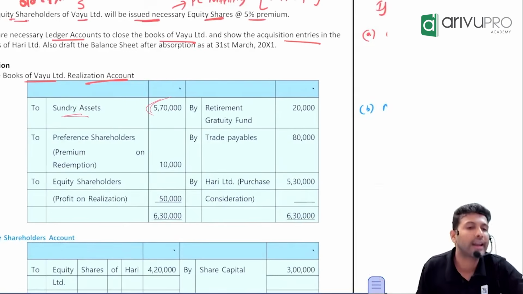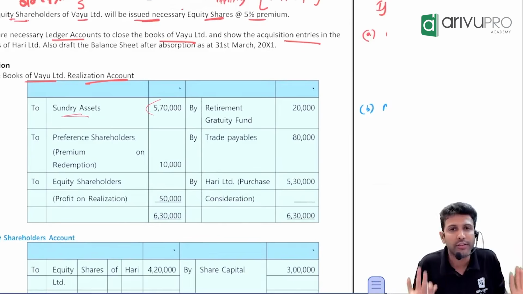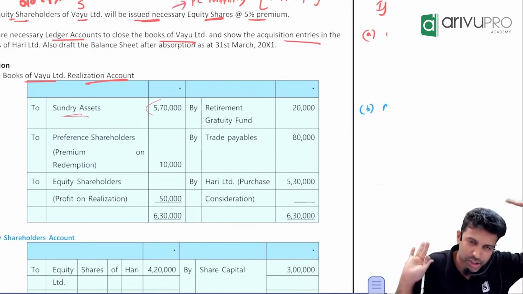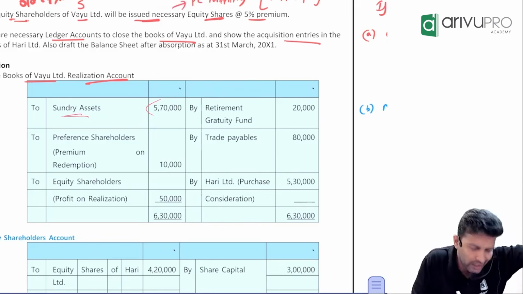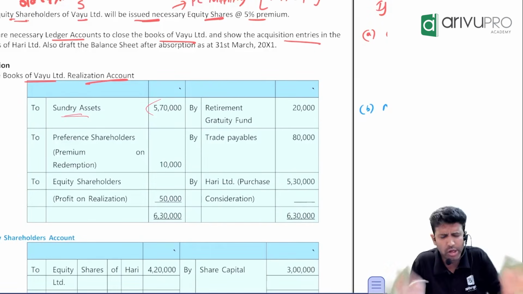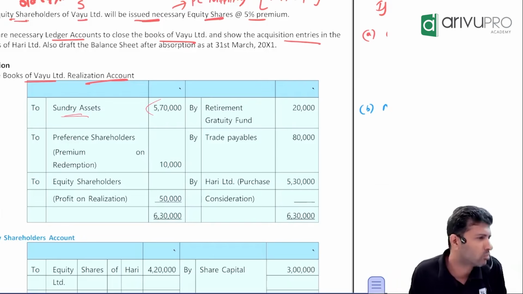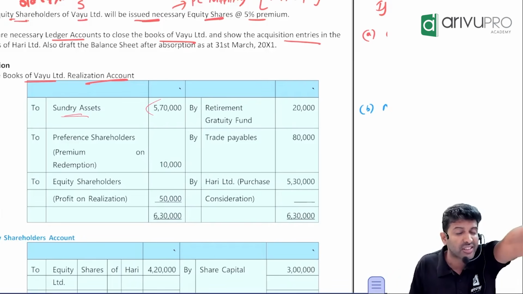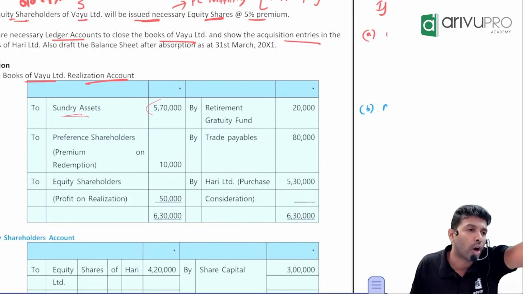To sundry assets, 5,70,000. If ICAI gives a shortcut method, don't even think twice. Take it. I personally feel you have to show each asset individually because each is a separate ledger. But the shortcut from the mother body is okay. Then what are we to discuss on that? Fine. Now, this is to close what? This is to close all the assets.